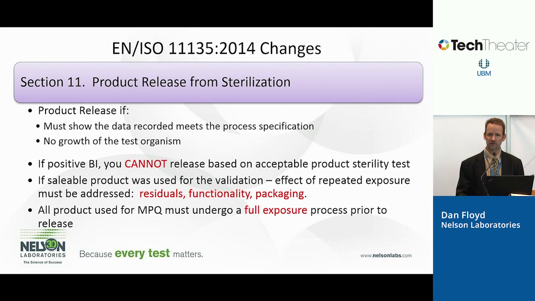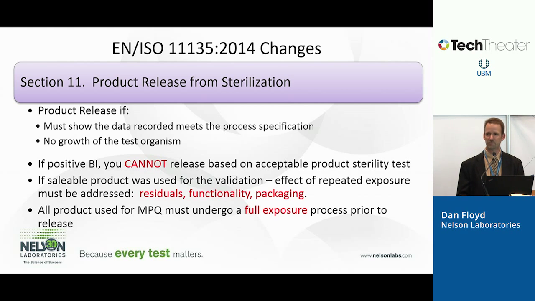Product release: these are the requirements to be able to release the product following sterilization. You can release the product, obviously, if none of the biological indicators grow, if you're not doing parametric release, or if all the data, the physical parameters, have met the process specifications.